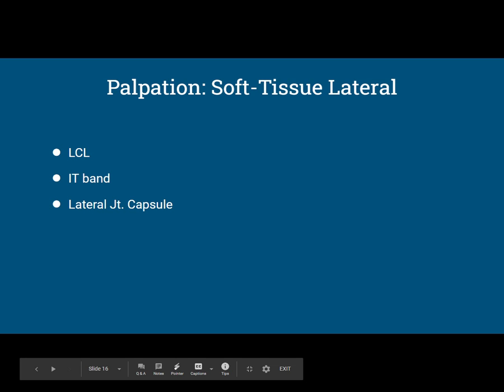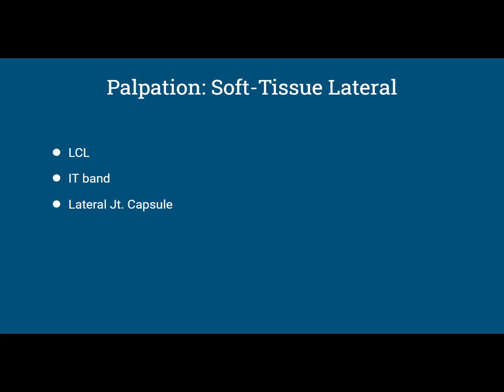So remember, going through HOPS and SOAP. History is a component of the subjective. Then we've got observation, part of the objective. And then we've got palpation, part of the objective. All right, and then we're going to have special tests, which we'll do in class. And then we can go from there.